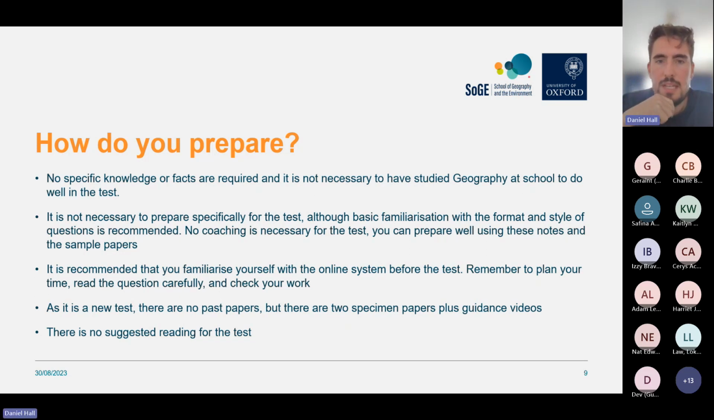One of those specimen papers is uploaded to the online system as a practice, so you can have a go on the online system as if you're actually taking the test. But do bear in mind that the online system does not take any submission or store any answers, so you won't get any marks back from that. There's no suggested reading for the test. There's nothing that we say you should read in advance of doing the test.